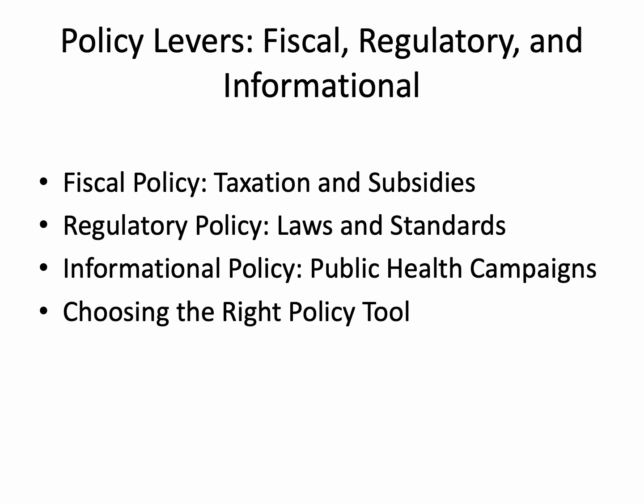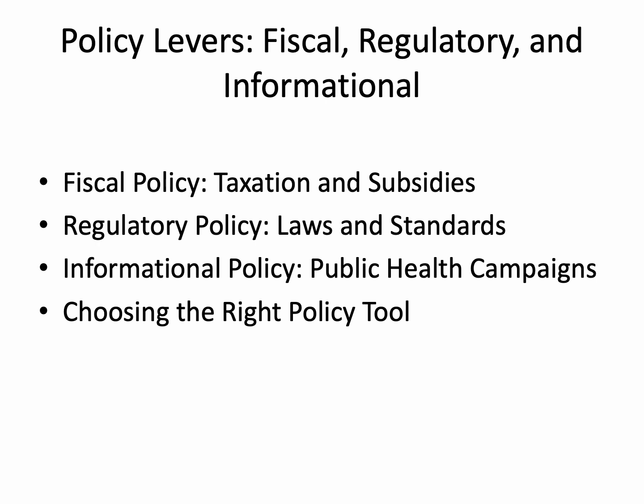The health production function provides a framework for understanding the determinants of health, and it also helps us identify the policy levers we can pull to improve health outcomes. These levers generally fall into three categories: fiscal, regulatory, and informational.